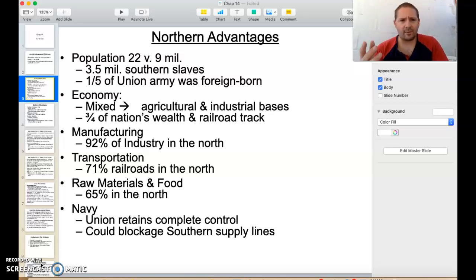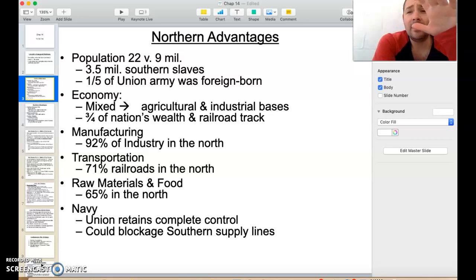Now, when the war does ultimately break out in April of 1861 with the attack on Fort Sumter, both sides have their advantages and their disadvantages. For the North, their advantage is population. The North is tremendous in terms of population. They outnumber the South about 2.5 to 1. And not only that, they also have huge manufacturing, right? 92% of the manufacturing is in the North. Transportation, raw materials, they are stacked.